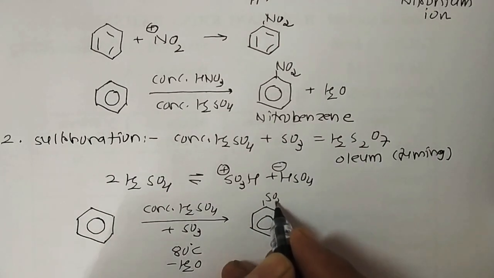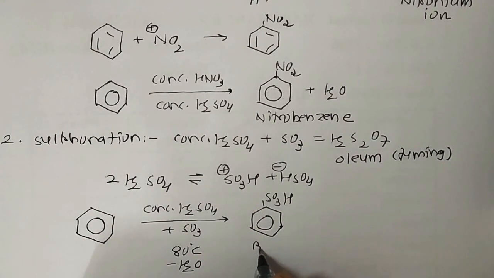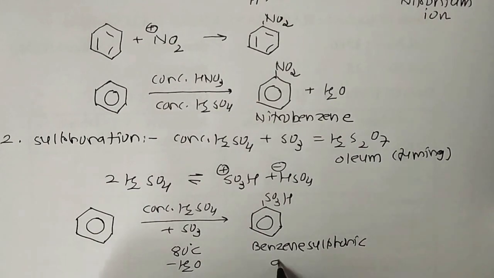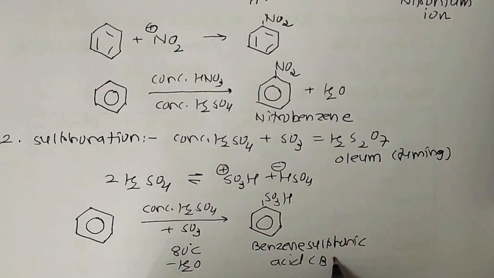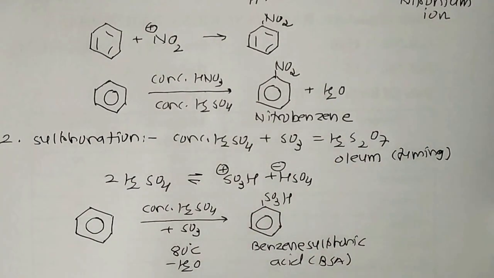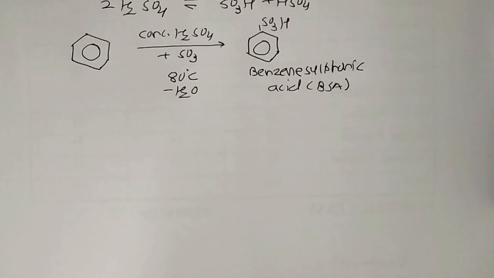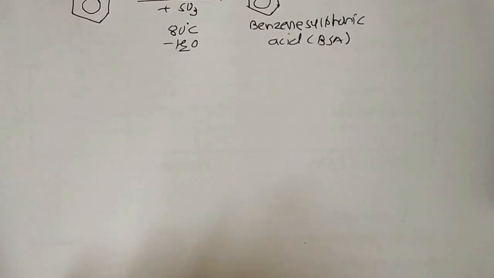It has SO3H, and the name of this compound is benzene sulfonic acid, in short BSA. So this is about benzene sulfonic acid. It's a sulfonation reaction. We introduce SO3H, replacing an H of benzene, and we get benzene sulfonic acid.